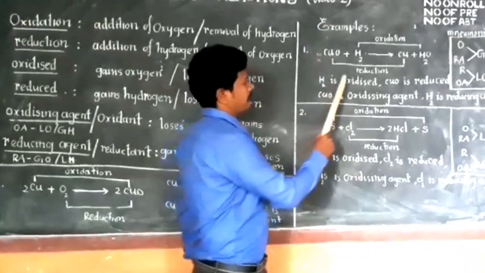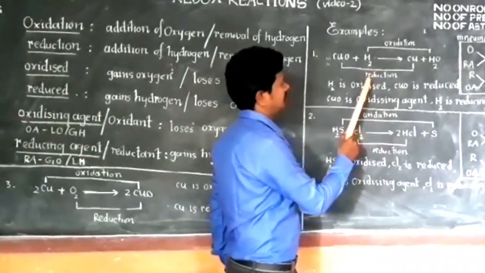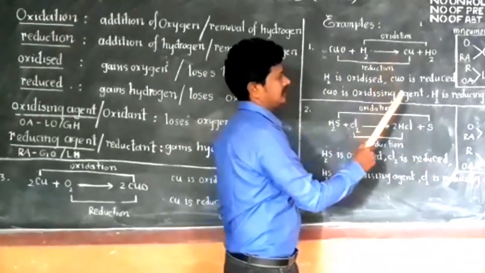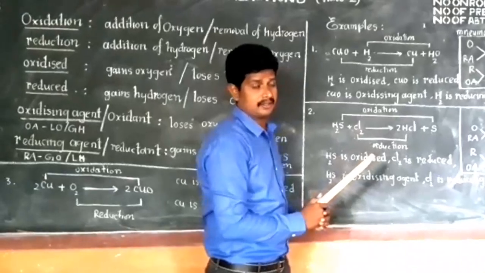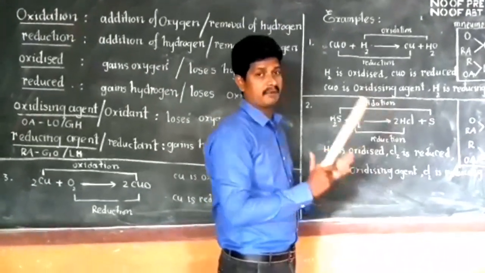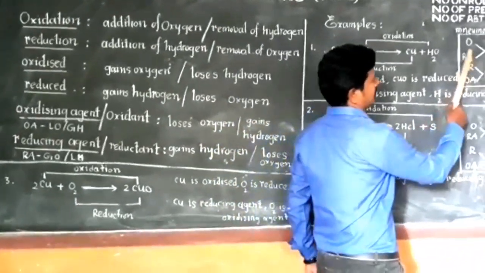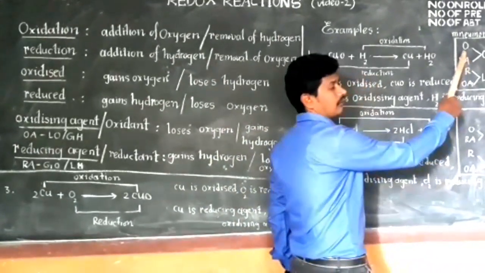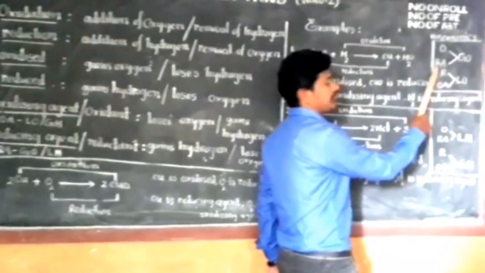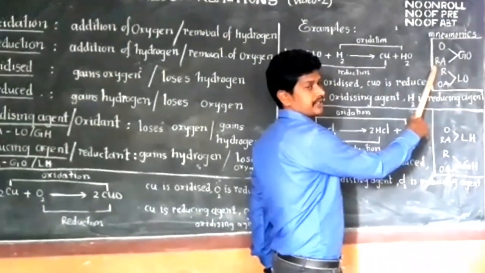Before going to learn this redox reaction, there are some very important mnemonics. It is very helpful to remember this type of reactions. Here, O indicates oxidized. Here Ra indicates reducing agent. O for oxidized, Ra means reducing agent.